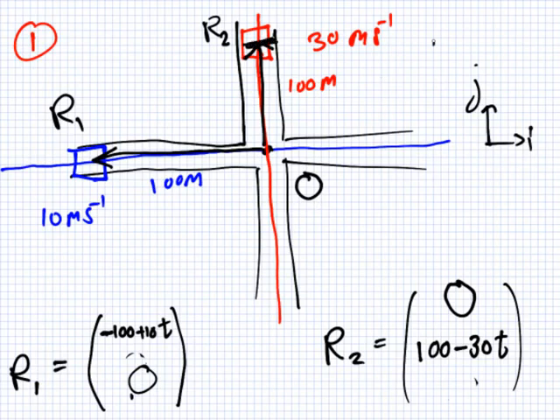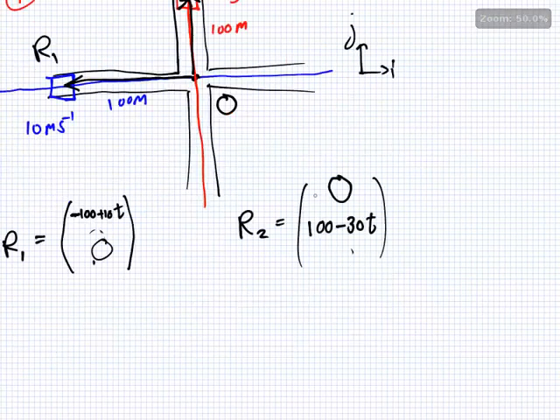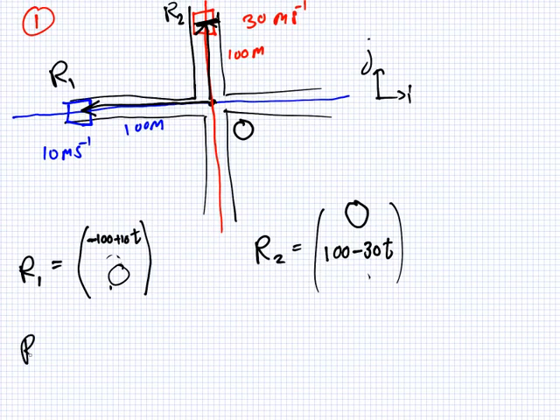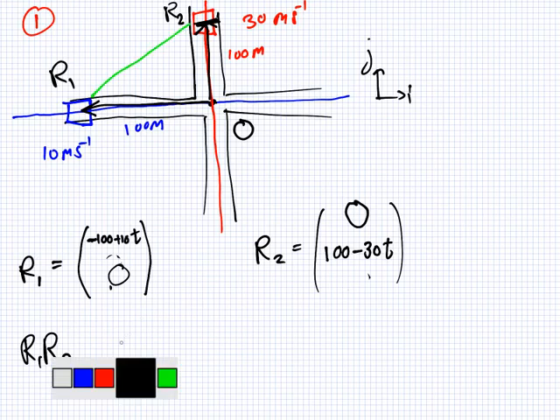Minus 100 plus 30t, because it starts off at 100, and then 1 second later, where is it? 70. Why isn't it the same? Because where is it at the beginning? Minus. No, this is positive 100. This is XY. But this is negative 100. Yes? Alright.